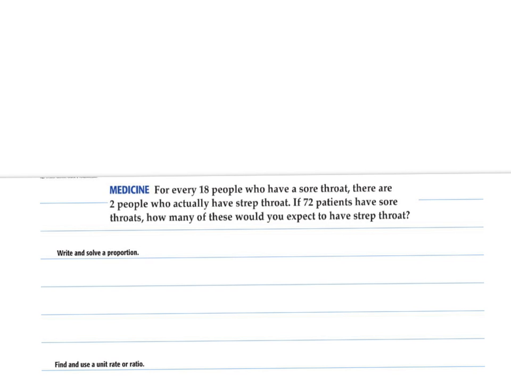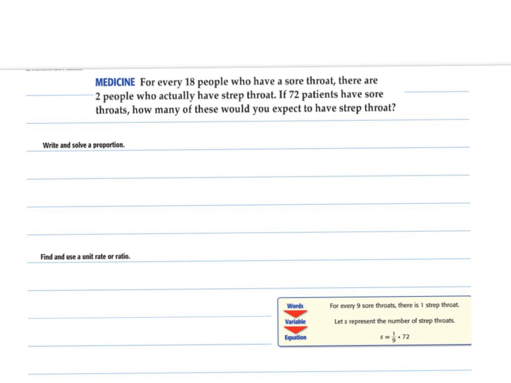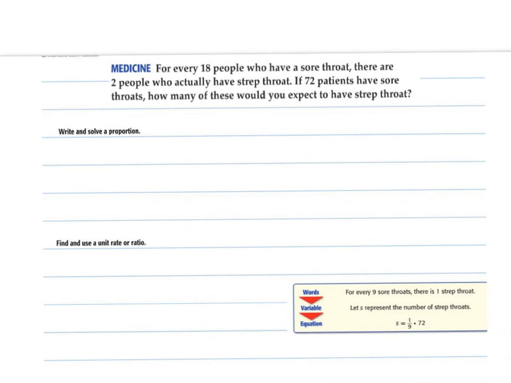Last little bit, a word problem to help us with real life. So for every 18 people who have a sore throat, there are 2 people who actually have strep throat. If 72 patients have sore throats, how many of these would you expect to have strep throat? So we're going to write and solve a proportion. So we have 2 strep to 18 sore. So if that's true, how many people would have strep, put a variable there, out of the 72 that have a sore throat?